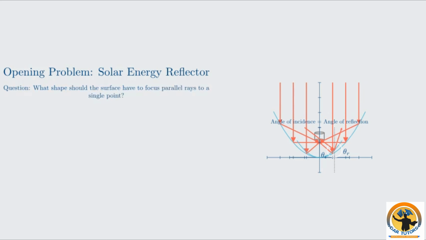This problem leads us to our first key question. What geometric shape will focus parallel rays to a single point? The answer is a parabola, which is the graph of a quadratic function. This is a powerful example of how pure mathematics, specifically the properties of quadratic functions, can solve practical engineering problems.